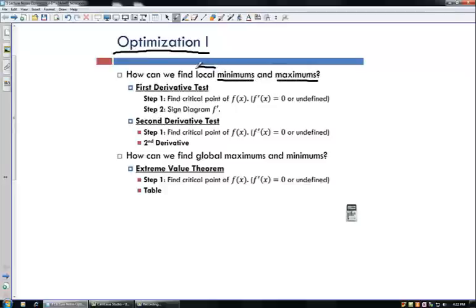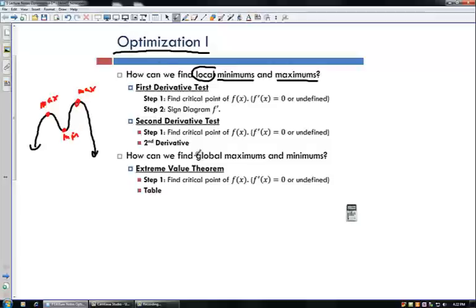And they could be local, which means, let's just look at an example like this. This actually has two local maximums and one local minimum. So here's a local max, here's a local max, and then here's the local min. So you have max, max, and then you have min here.